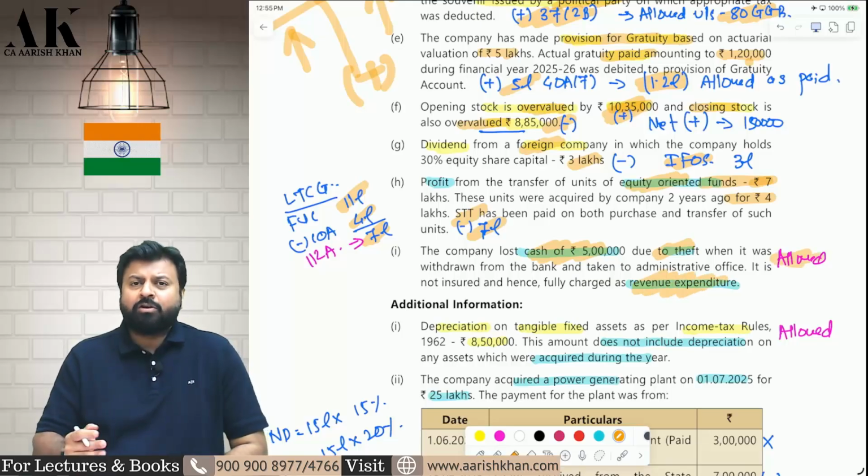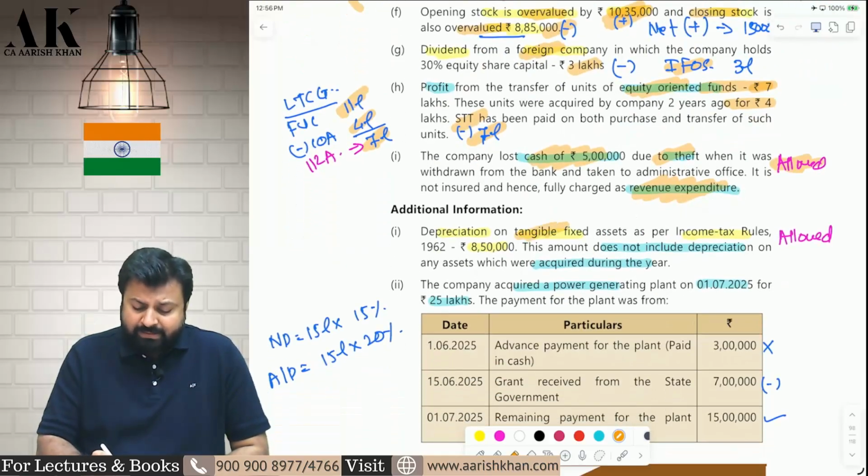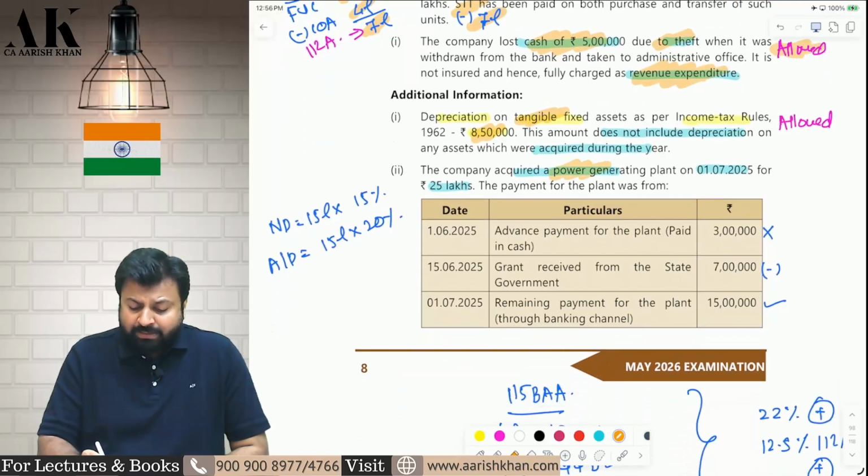Since it is already debited to P&L, you don't have to do anything, just write a note. Next, depreciation on tangible fixed asset, 8,50,000, you can claim as a deduction. Then you have purchased some power generating units on 1st of July for 25 lakhs.